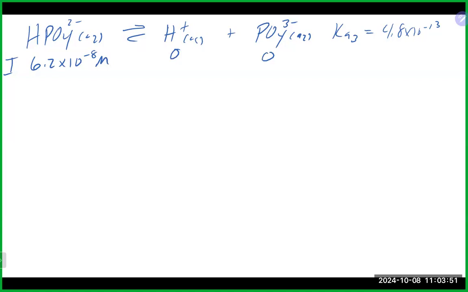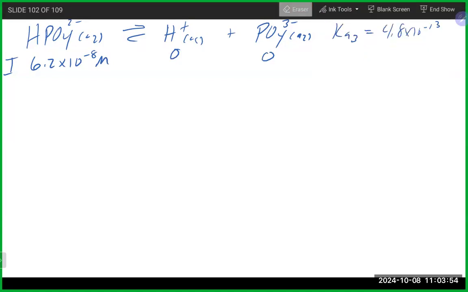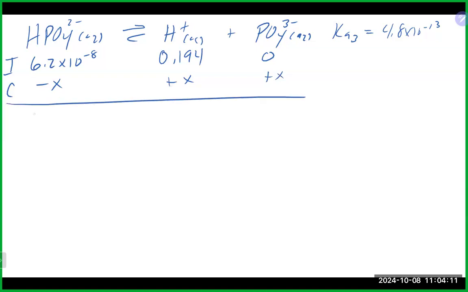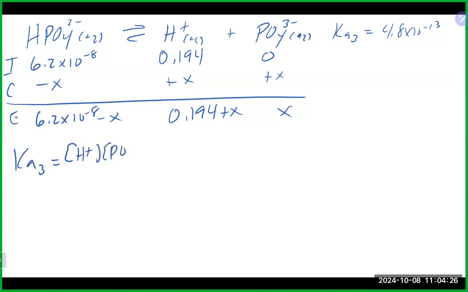Zeros, not zeros. We do have an H plus, as I just said a second ago. And that H plus, as we saw, didn't change all that much. It is still 0.194 molar, as what we had on our equilibrium line. The change is going to be minus x, plus x, plus x. Going to equilibrium, we get 6.2 times 10 to the minus 8 minus x, 0.194 plus x, and x. This will go into our Ka3 expression of our products divided by our reactants.